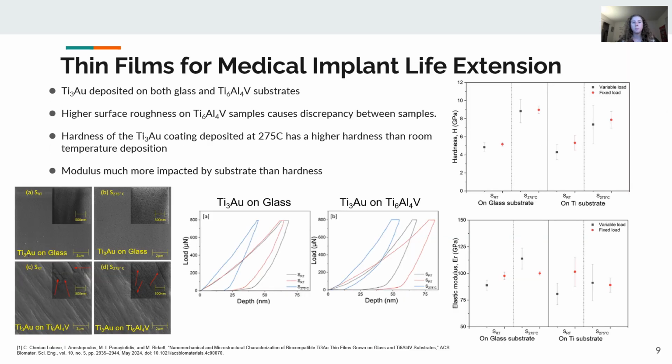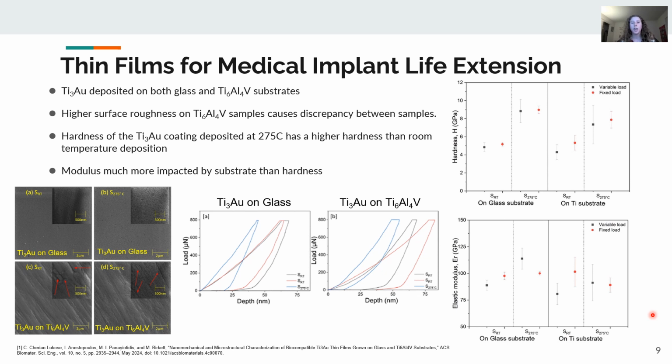So as previously stated, it's pretty common to use nanoindentation to study thin films and brittle coatings. This is an example of that from a study published in May 2024, where they used titanium gold intermetallics as a wear-resistant thin film that could be applied to titanium implants, typically used for knee or shoulder joints. In this study, the titanium-3 gold intermetallics were applied onto both glass and titanium-6,4 substrates using a physical vapor deposition process, both at room temperature and at 275 degrees C, and then the hardness and modulus values were measured.